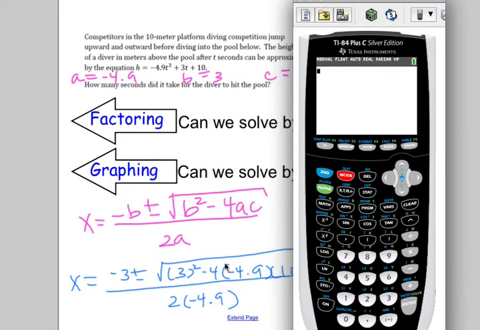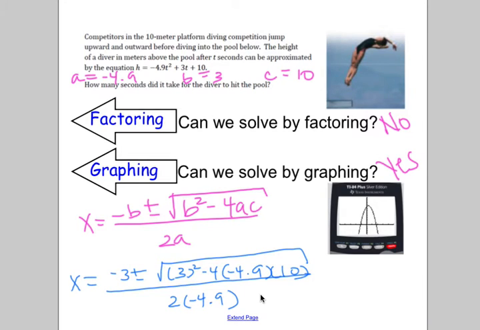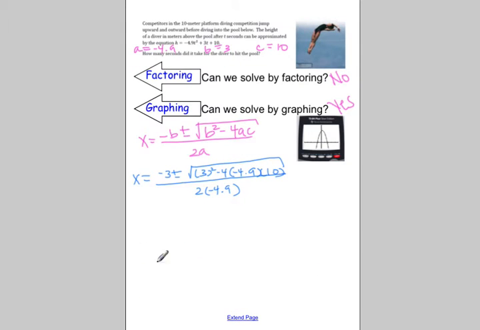Looking at my calculator, I'm going to type in what is underneath my radical: parentheses 3 parentheses squared minus 4 times negative 4.9 times 10, and hit enter. So what's underneath there is 205. This simplifies, so I would have x is equal to negative 3 plus or minus the square root of 205 over 2 times negative 4.9, you can type it in, or it's negative 9.8.